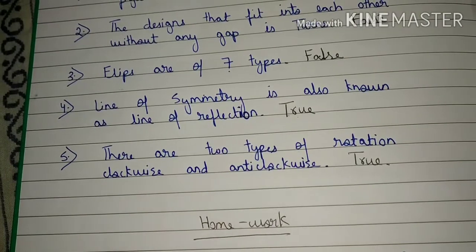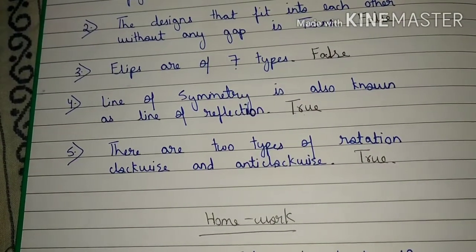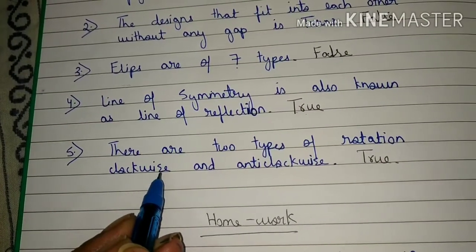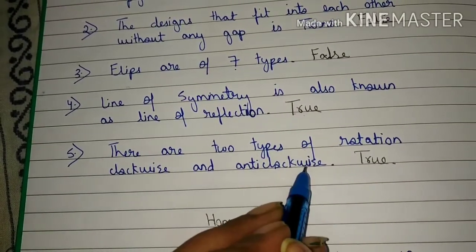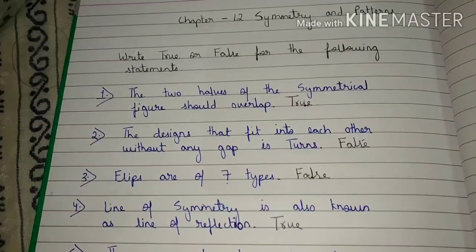So students, we can rotate any figure or any shape in 2 ways. First is clockwise and second is anti-clockwise. So students, this statement is true.